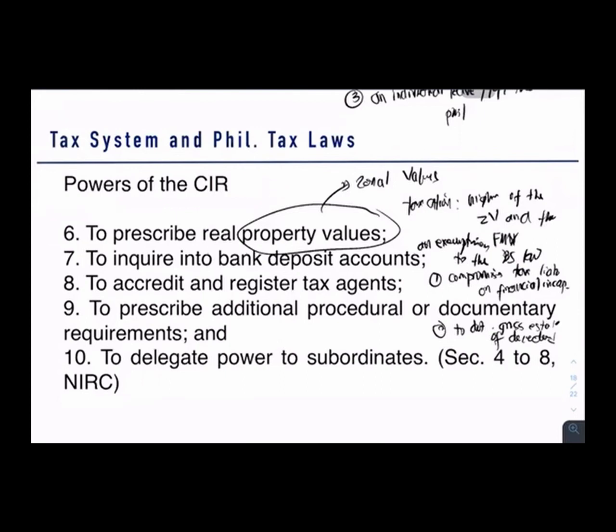Ninth, to prescribe additional procedural or documentary requirements. This is again in consonance with the rule-making power of your CIR or the BIR. And 10, to delegate power to subordinates.